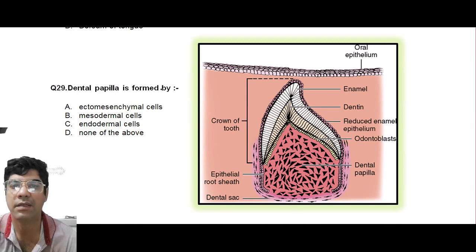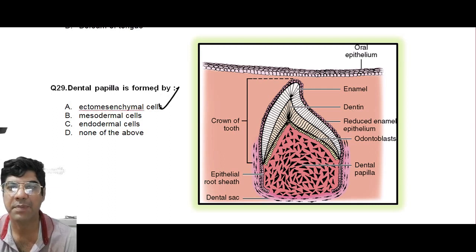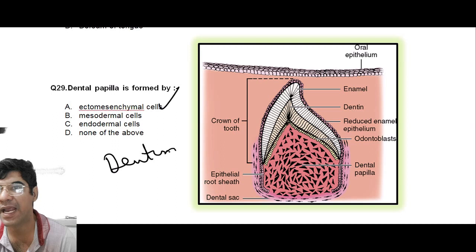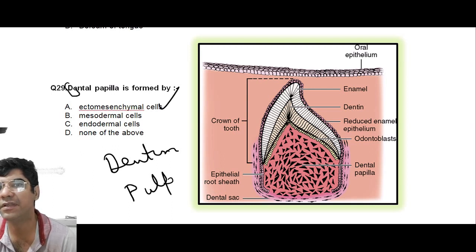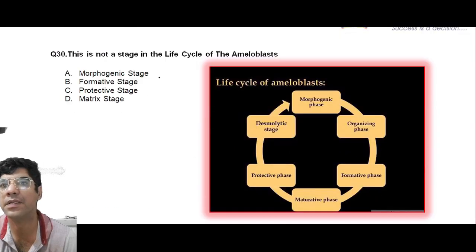The dental papilla is formed from, already discussed, ectomesenchymal cells. The dental papilla is a condensation of ectomesenchymal cells. They are responsible for giving dentine and pulp. You can remember the mnemonic dental papilla. It consists of two words, one is D and the other is P. D will give dentine and P will give pulp. So dental papilla forms dentine as well as the pulp.